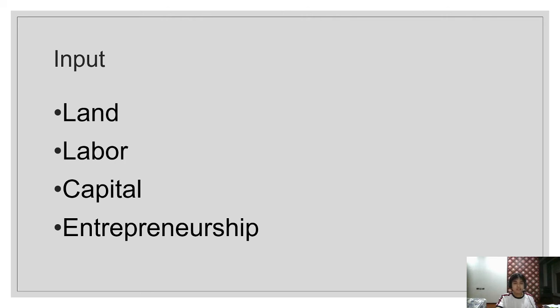Next is capital. Capital is a factor of production that has been produced for use in the production of other goods and services. Examples of this capital are the office buildings, machinery, tools, and of course, the money itself. And lastly, the entrepreneurship or entrepreneur. This is a person or a talent who can combine the other factors of production, like what I said, the land, labor, and capital, in order to earn a profit.